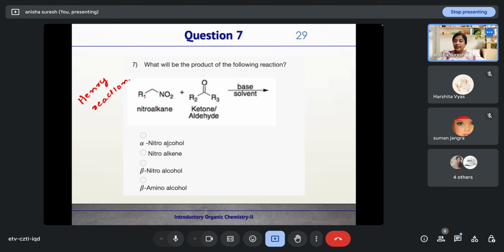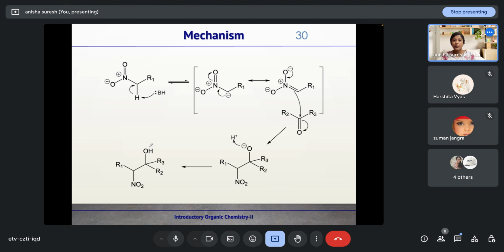what will be the product? Is it alpha nitroalcohol, a nitroalkene, beta nitroalcohol, or beta amino alcohol? C. Beta nitroalcohol. Yeah, beta nitroalcohol is the right answer. So we can see the mechanism for Henry reaction. The base will be abstracting this proton, leading to formation of this intermediate. So here this anion will be stabilized as it can conjugate with the nitro group, and this upon falling back, this bond will go and attack on the carbonyl carbon, leading to formation of this tetrahedral intermediate, and it can abstract the proton, leading to formation of this beta nitro alcohol.